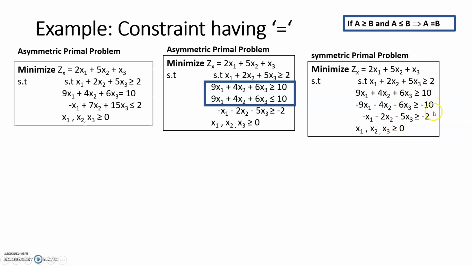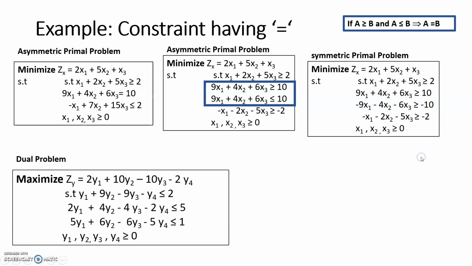Now how many constraints are there? 4. It means we have 4 dual variables, y1, y2, y3 and y4. Now again the same concept. Here the number of variables is 3. It means the number of constraints in the dual is 3. So we have converted this into the dual as we discussed in the previous two examples.